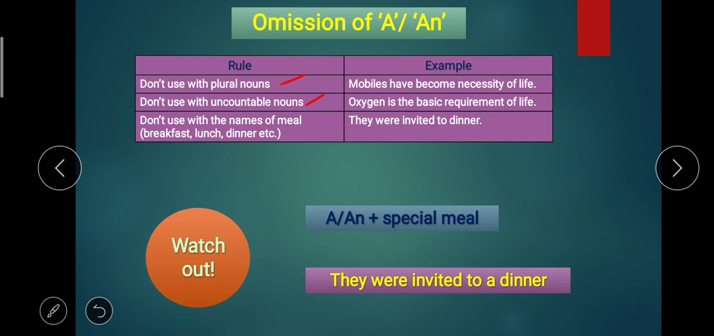First example: mobiles have become a necessity of life. Mobiles being plural, we don't use a or an before them. Coming to the third category: we don't use a or an with the names of the meals.